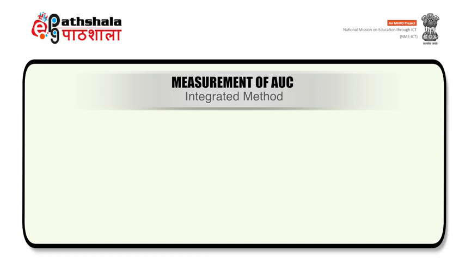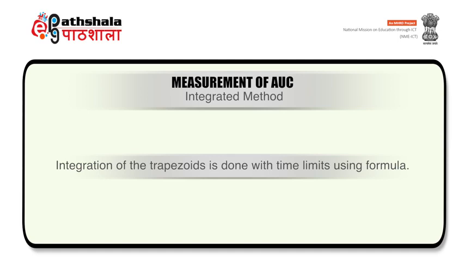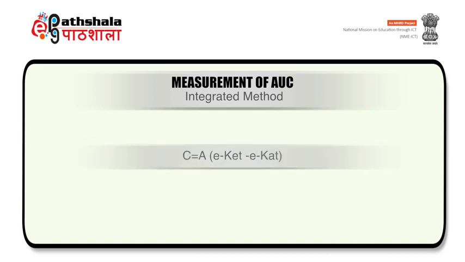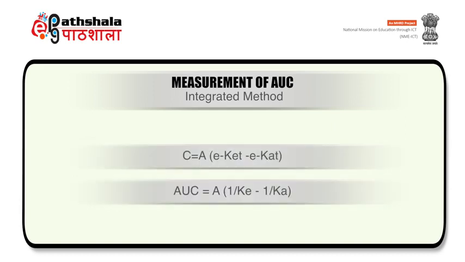The third method that is used to determine the AUC is the integrated methods. In this method, integration of the trapezoids is done with time limits. As we know, the rate of change of plasma concentration is the difference in the rate of absorption and elimination, which is described by the below mentioned equation, where Ka and Ke are absorption and elimination rate constants, Xa and Xc are the amount of the drug in the GIT and body respectively. Integrating this equation gives us the following equation, and the following equations are generated for the calculation of AUC.